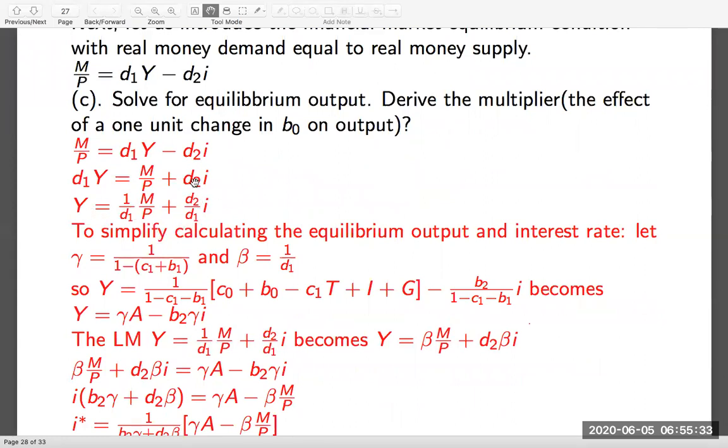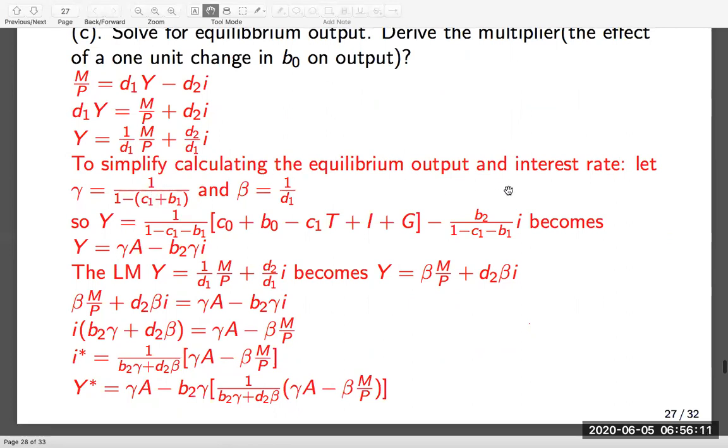Now, what does it mean when the LM is horizontal? When the LM is horizontal, it means this thing is what? It means this thing is fixed. So what happened to this equation? Which things drop away? You are saying that LM is horizontal. So of course, there is no positive relationship. So this thing is going away. So you are just talking about a fixed level of what? Interest, right? So to simplify, you calculate the equilibrium output and interest rate.